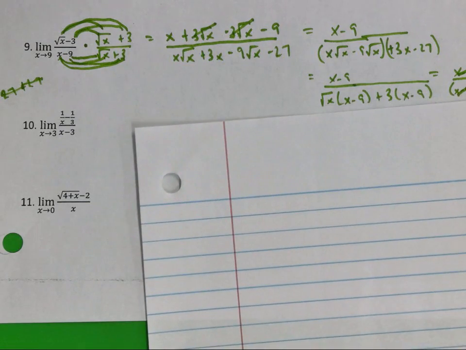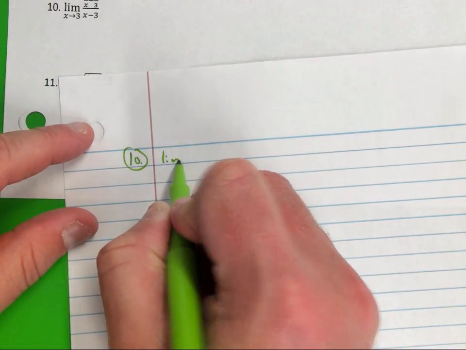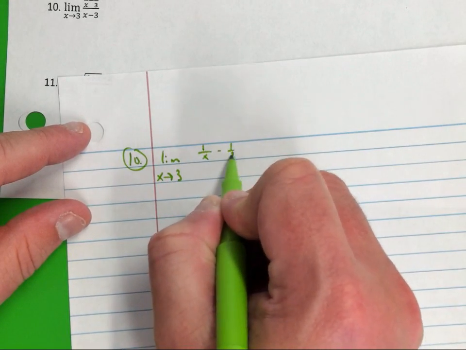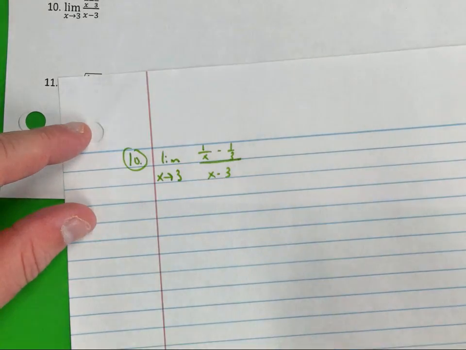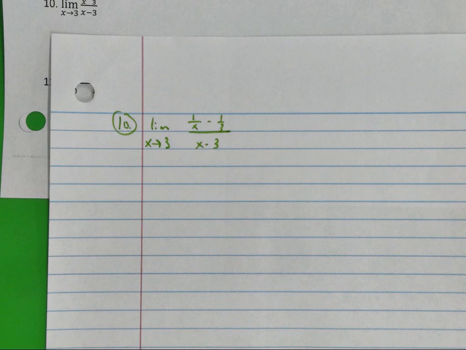Number 10. Let's look at number 10. The limit as x approaches 3 of 1 over x minus 1 over 3, all over x minus 3. First thing, line of defense: try direct substitution. I plug 3 in. What's 3 minus 3 on the denominator? It gives me 0. So can I do that technique? No. Can I factor anything? No. Can't rationalize anything. So what do you think we need to do here?